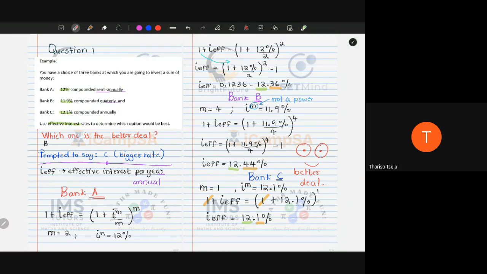But what the effective interest does is it takes the interest and makes it an interest per year. The interest at the end of the year, what would it be? So that is why we went to Bank A and said, we see you say semi-annually, but we want to know if we were making this interest annual, how much do I get as the effective interest annually? That is why we have to calculate the effective interest for all. Then we can compare them. Does that make sense, guys? It is very important that you understand that.